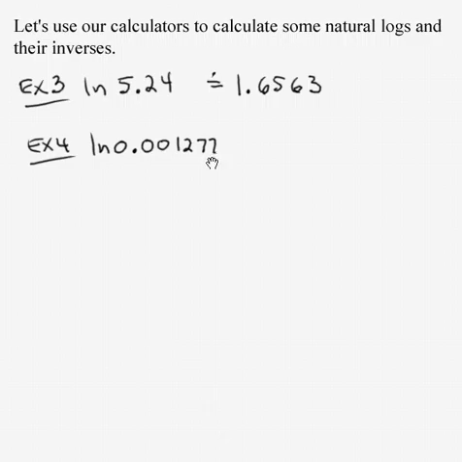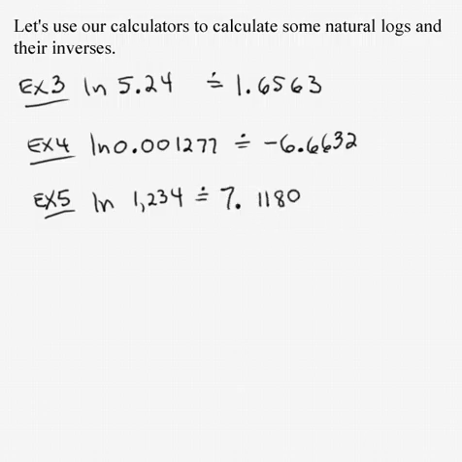How about the natural log of 0.001277? Well, on the table of logs, we'd have to convert that to scientific notation. But on our calculators, whether you type log first or the number first, you do that. Type the number, type the function, round it to 4 places, so that's negative 6.6632. How about the natural log of 1,234? Well, again, type the number or the log first and the other one second. Round that to 4 places, so that's approximately 7.1180.